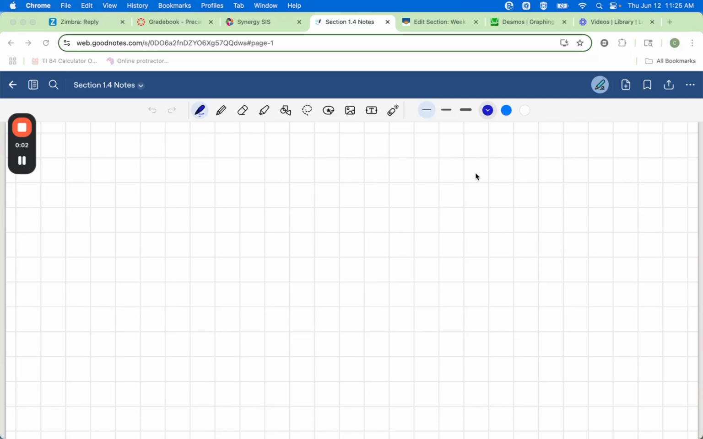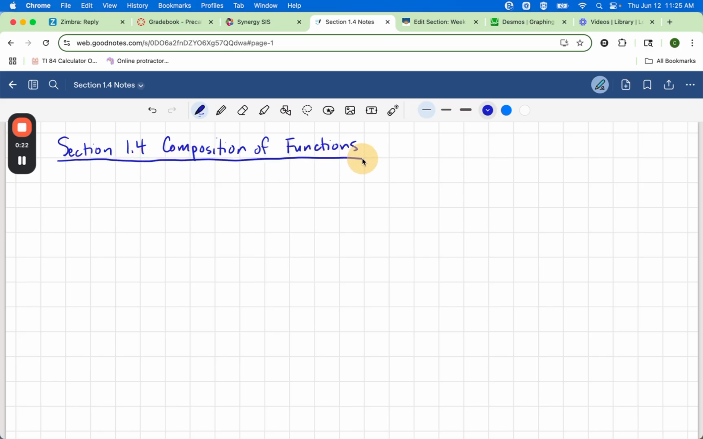Hi everyone. We are off to section 1.4, which is entitled The Composition of Functions. Another topic where understanding it is going to be very helpful for your success in calculus. All right, we do a rule for derivatives called chain rule that deals with composition of functions.